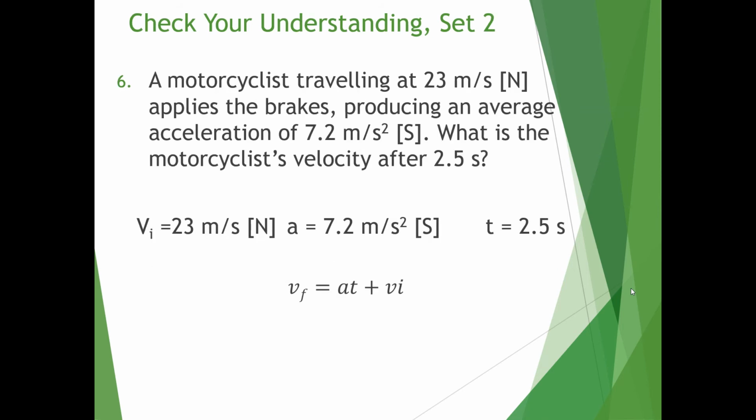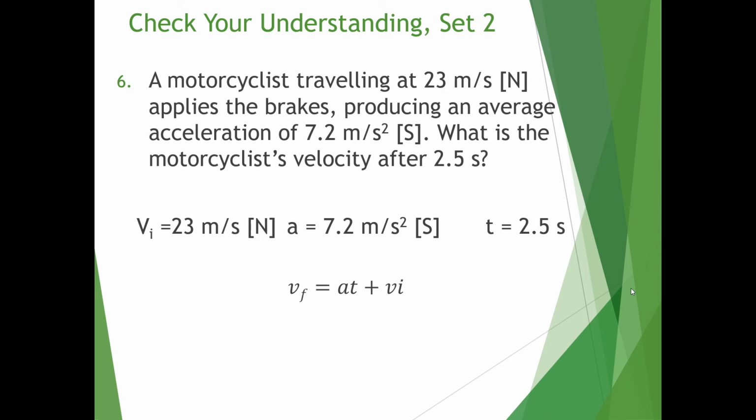Number 6. A motorcyclist traveling at 23 meters per second north applies the brakes, producing an average acceleration of 7.2 meters per second squared south. What is the motorcyclist's velocity after 2.5 seconds? So we need our final velocity equation. The initial velocity was 23 meters per second north. The acceleration was 7.2 meters per second south. And the time is 2.5 seconds.